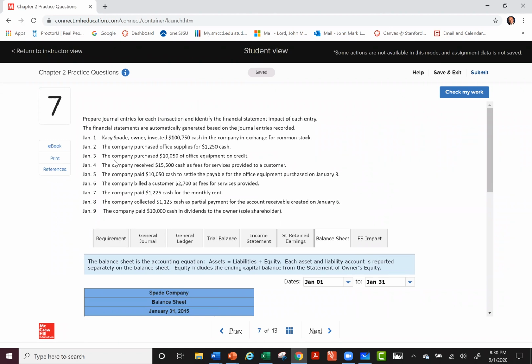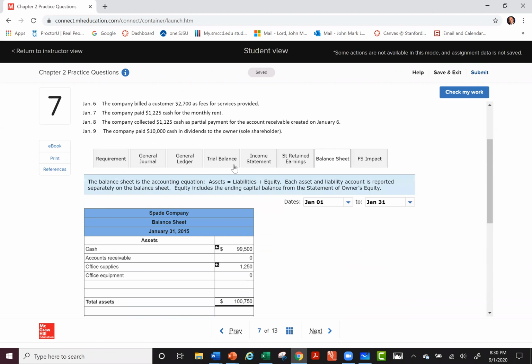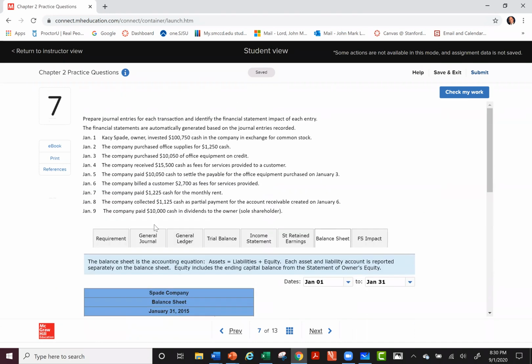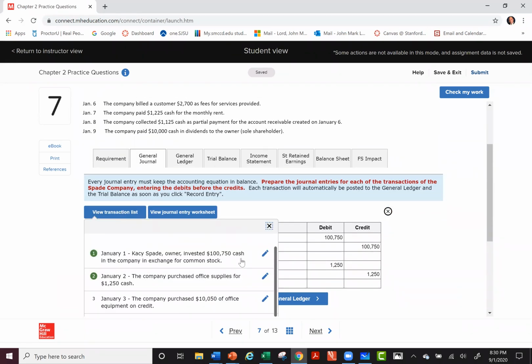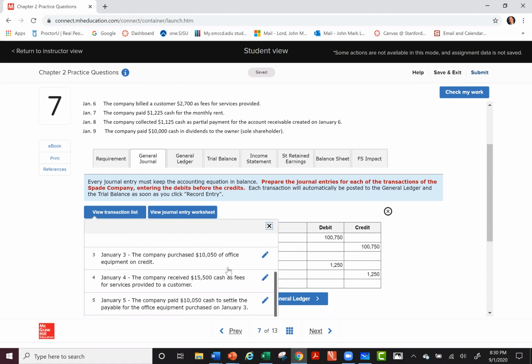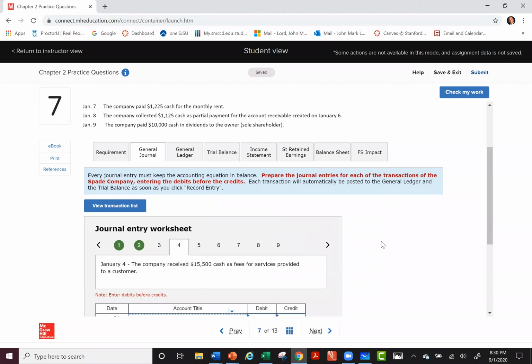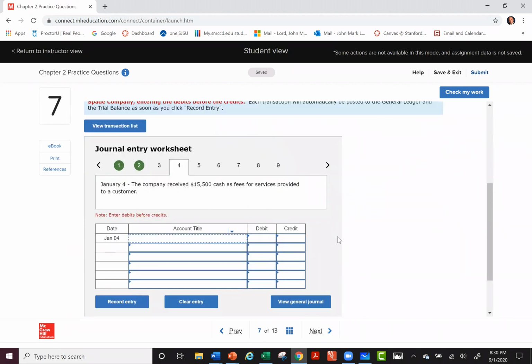I don't want to sit here, we're going to go into a coma if we do every single one of these. So let's just do this January 4th one. The company received 15,500 cash. Okay, so where do I have to go to see this? I want to go back to the general journal. I'm going to go back to the transaction list. 15,500 cash for fees and services. Okay, so if I got cash, what do you want me to debit?